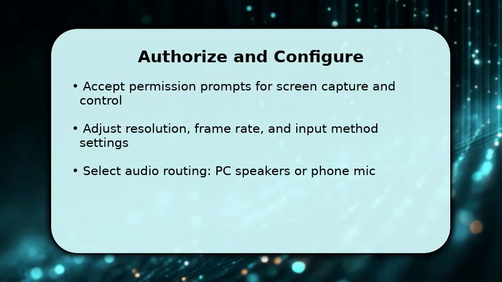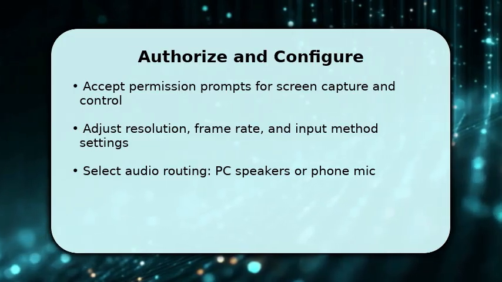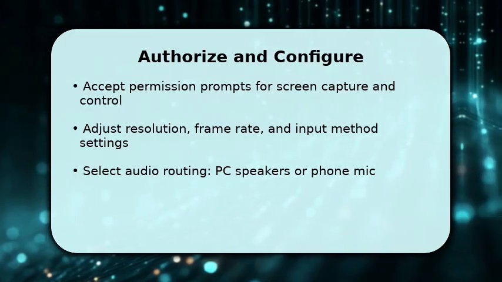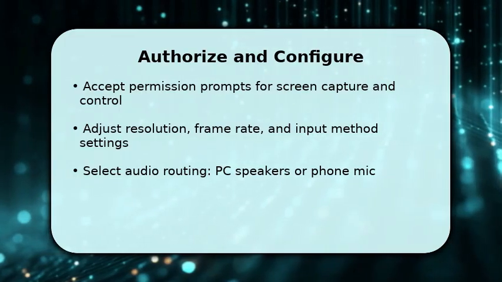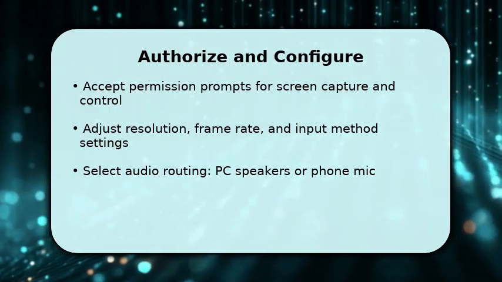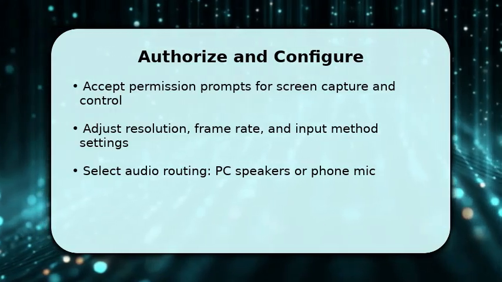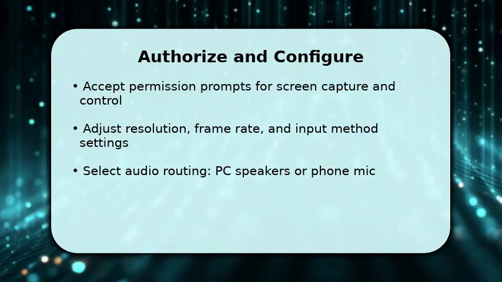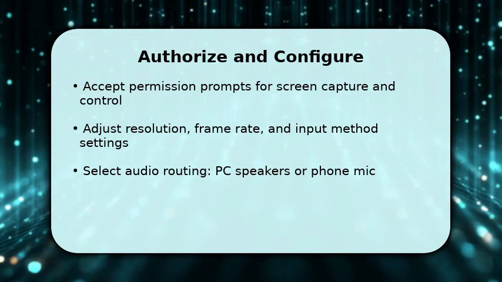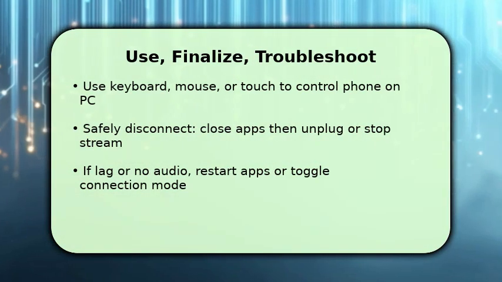Next, you authorize access and fine-tune settings. Tap Allow on the phone when it requests screen capture, and if supported, grant control. Make sure to set resolution and frame rate to balance clarity and performance. Lower values reduce lag on weak networks. Choose whether touch input on the PC maps to phone taps, or if you prefer keyboard shortcuts. Once configured, test basic navigation and a media playback to confirm audio routing and latency, because correct settings reduce glitches during extended use.